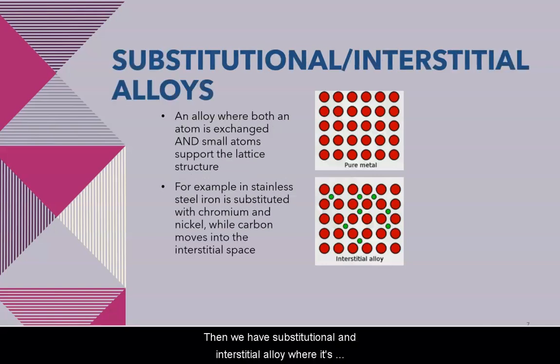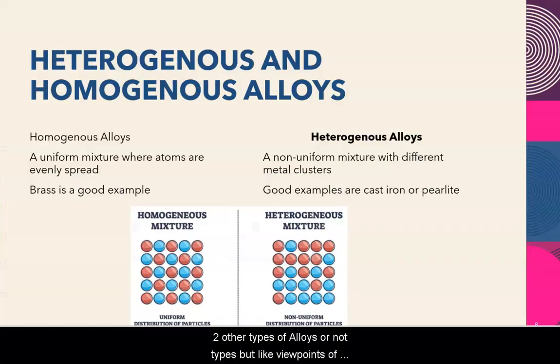Then we have substitutional and interstitial alloy, where it's a mixture of the two. This is an alloy where you're exchanging atoms of similar sizes, as well as the small atoms are going to go in and support the lattice structure. And a good example of this is stainless steel, where iron is substituted for chromium and nickel, while carbon moves into that interstitial space.